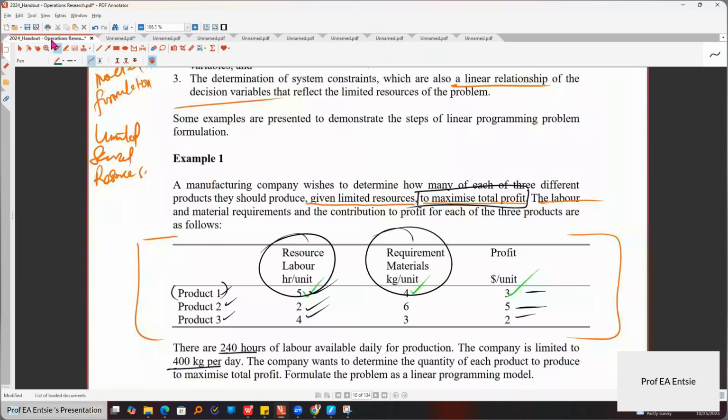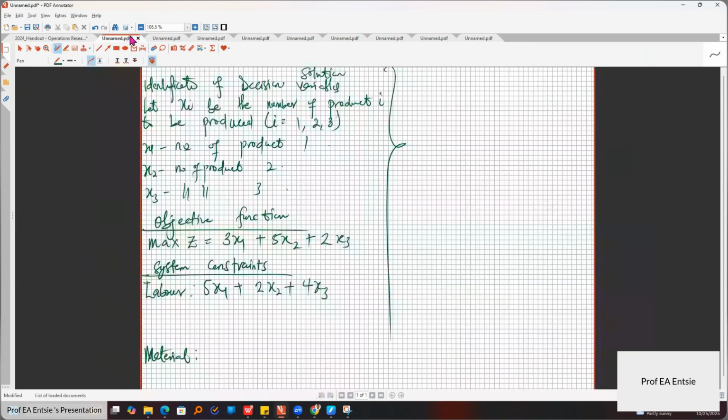And what does the constraint say? It says within a day we have this 240. You cannot go above that. So it means it should be less than or equal to 240 hours for the day.